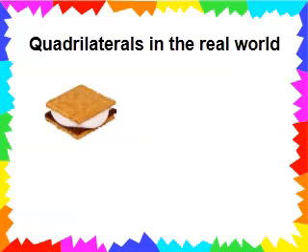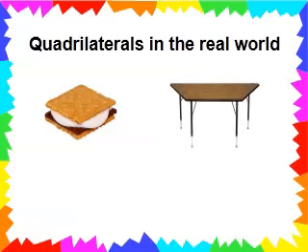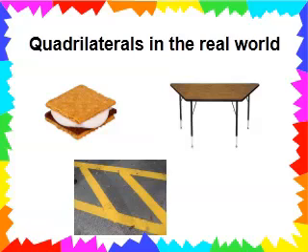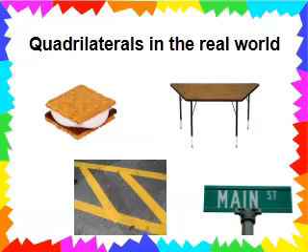Look at this biscuit. It's also a quadrilateral because it has 4 sides. Also the table, we call it a quadrilateral because it has 4 edges, 4 sides. Also those lines on the street, we can say that they are quadrilaterals. Also this, we can say that it's a quadrilateral because it has 4 sides.